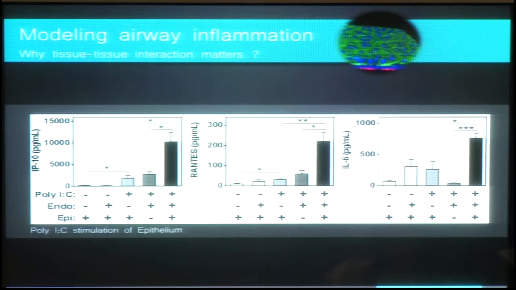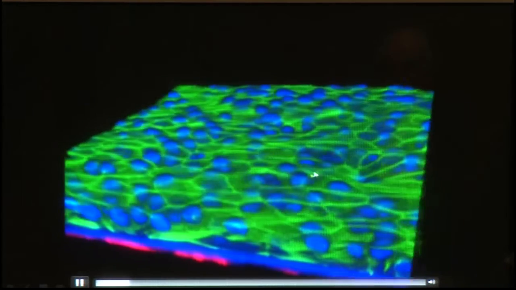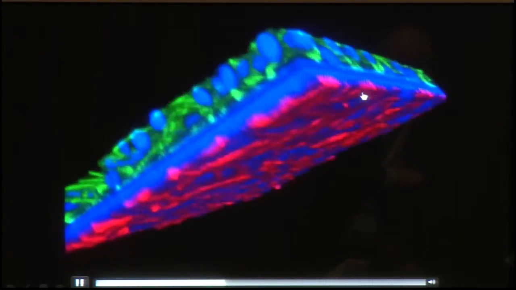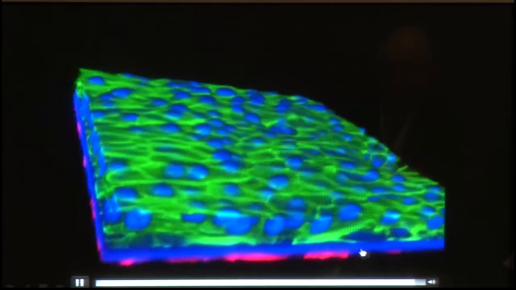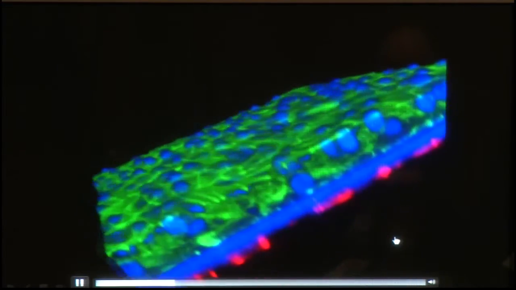Before I show you some COPD results, I wanted to really highlight the tissue-tissue interaction, and why having endothelial cells underneath epithelial cells is important in my opinion. So just to orient you here, this is the 3D reconstruction of the airway on a chip, and you have the epithelial cells in green on the top, and underneath the membrane, the endothelium.